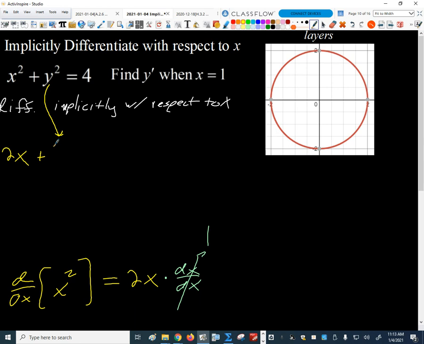Is it 2y? 2y, that's the outer layer, right? The derivative of something squared is 2 times something times what? What's the derivative of the inside of that, Amber? The derivative of y squared with respect to x we're trying to find.